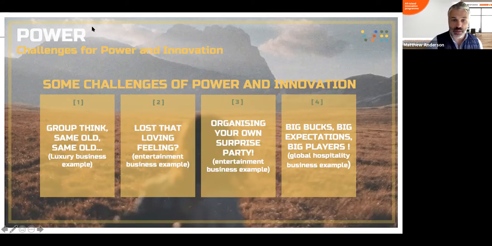Okay, next one. Organizing your own surprise party. I'll be super quick in the last couple. Organizing your own surprise party is an example of an organization that tried to centralize its innovation initiatives. It gamified it. It called it an envisioning program, whatever they call it, right?